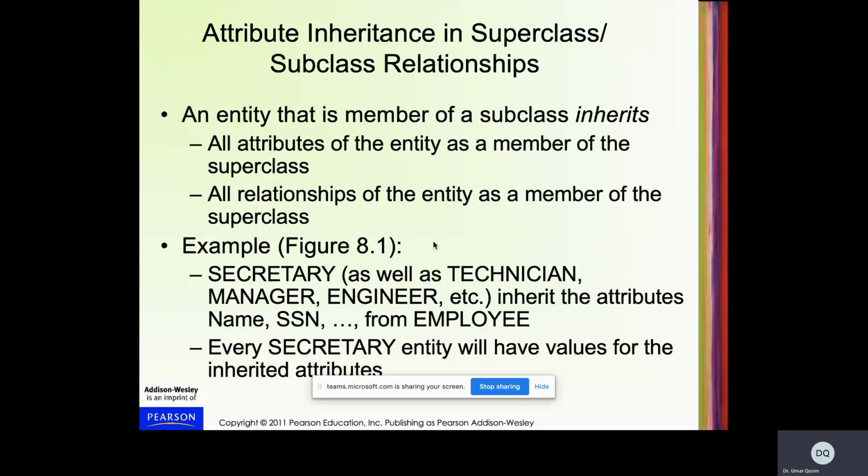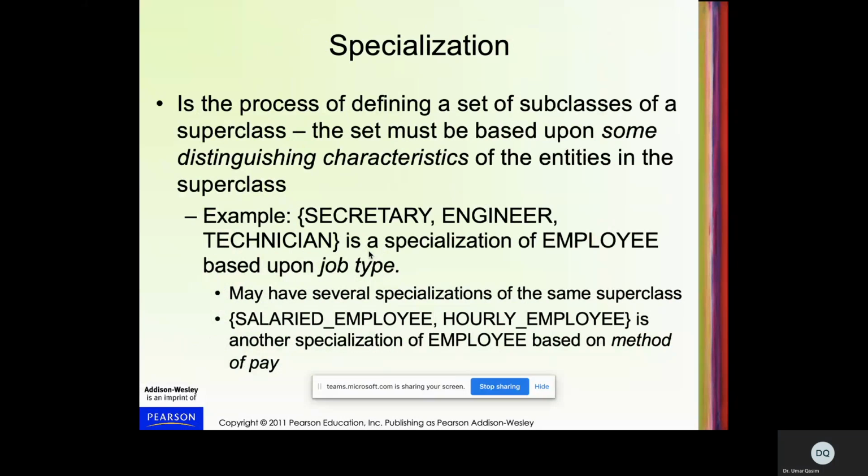Looking at this example, let's say a secretary or a technician or a manager or an engineer, they all inherit the attributes like name and SSN and other attributes from employee. So every secretary entity will have values for the inherited attributes.